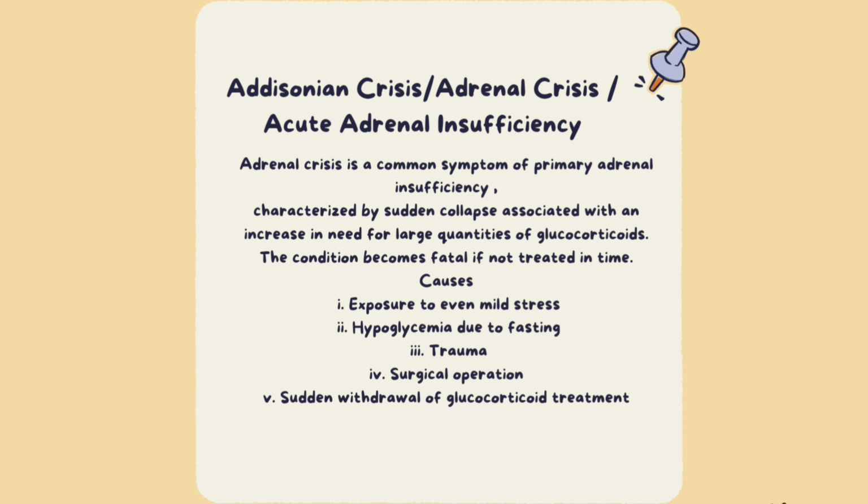Adrenal crisis is a common complication of primary adrenal insufficiency characterized by sudden collapse associated with an increase in need for large quantities of glucocorticoids. The condition becomes fatal if not treated in time. Causes are exposure to even mild stress, hypoglycemia due to fasting, trauma, surgical operation, as all these require increased cortisol levels. Sudden withdrawal of glucocorticoid treatment, as abrupt cessation of exogenous glucocorticoid therapy suppresses the adrenal gland, causing temporary adrenal insufficiency until normal function resumes, potentially leading to a crisis if not properly managed.